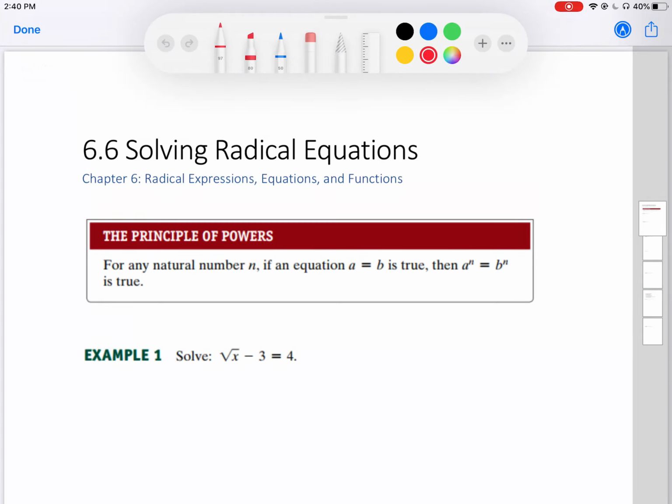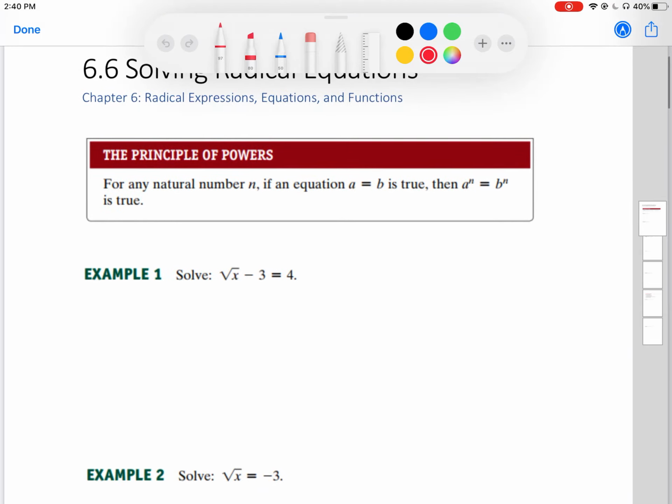Section 6.6, Solving Radical Equations. To begin, let's start with the principle of powers. It reads, for any natural number n, if an equation a equals b is true, then a to the nth power equals b to the nth power is true. So the way we're going to use this is we're going to hold the equality by raising something to a power. Or better yet, raising both sides to a power.